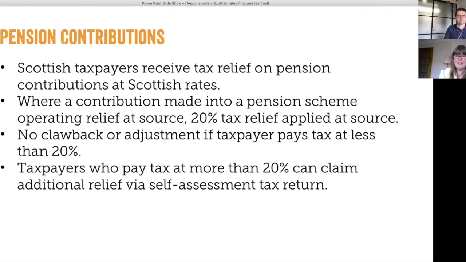And if the Scottish taxpayer actually pays tax at more than 20%, then they can claim additional relief via the self-assessment tax return. So if they're an intermediate taxpayer, they could claim the extra 1% via their tax return, or if they're a higher rate taxpayer, then the additional 20%, or if they're a top rate, then the additional 26%. So that makes pension contributions even a little bit more attractive. It does. It makes them even more attractive for Scottish taxpayers.